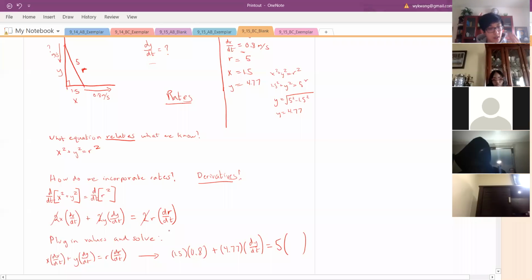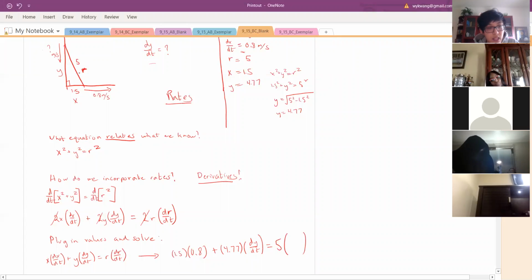So I would suggest, for each of these, like dx over dt, what does that really mean? It means the rate at which x is changing with respect to time. So it's like 0.8 meters per second. That's the rate at which x is changing because we were told that. dy over dt is the rate at which y is changing. So this ladder is falling down, right? So this y is decreasing as this ladder falls down, because y is the distance from the bottom to the top of the ladder.